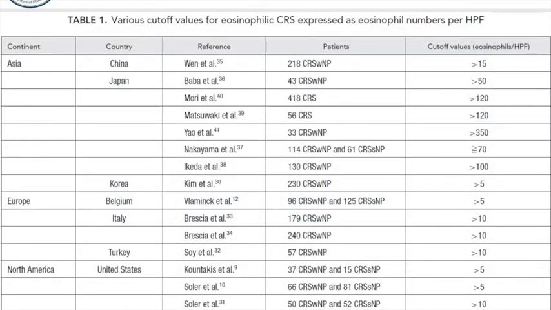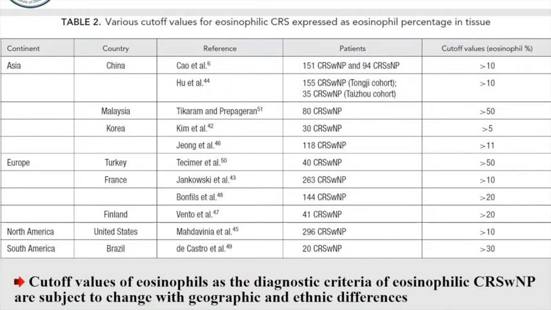In the review published 2 years ago in IFAR, we have summarized the current criteria for eosinophilic nasal polyps. This table shows the tissue eosinophil numbers per high-power field, which are used as cutoff values, varying from 5 to 350 per high-power field. Regarding the tissue eosinophil percentage, the cutoff values vary from 5% to 50%. These results suggest that the cutoff values of eosinophils as the diagnostic criteria of eosinophilic nasal polyps are subject to change with geographic and ethnic differences.